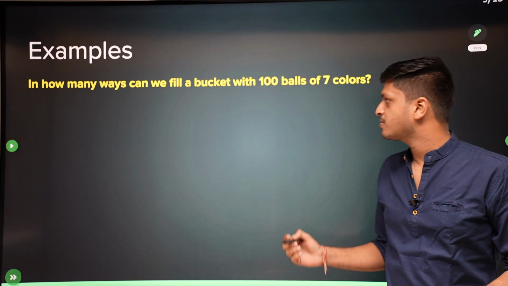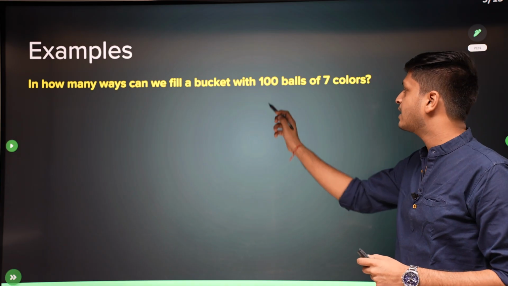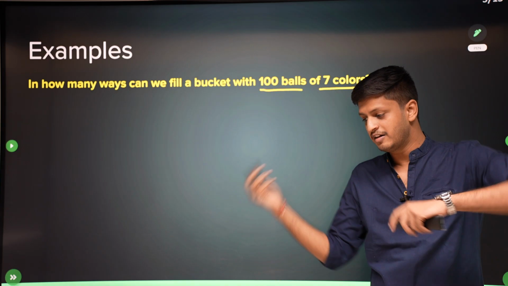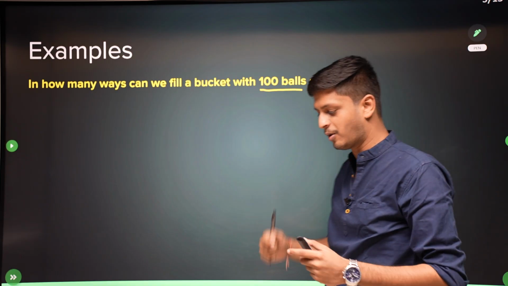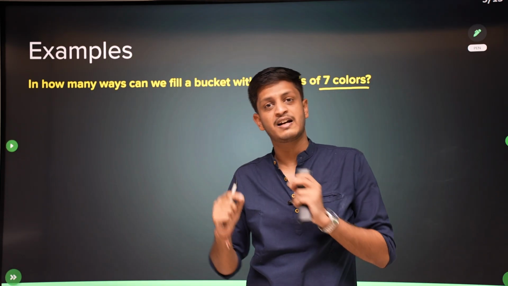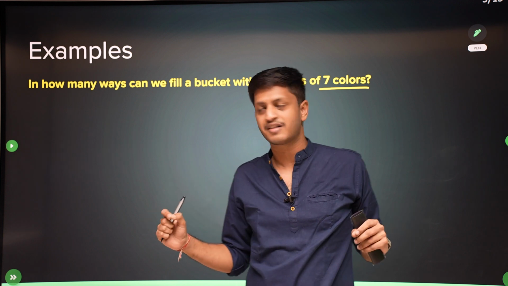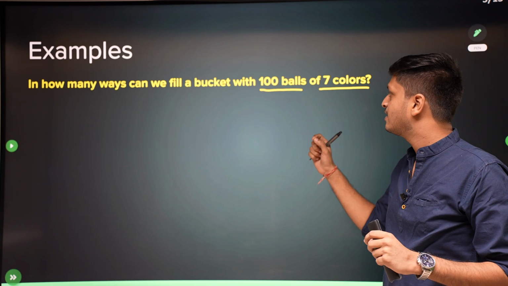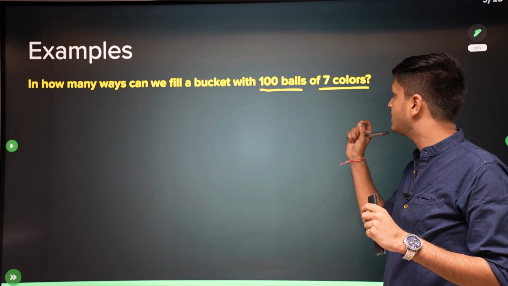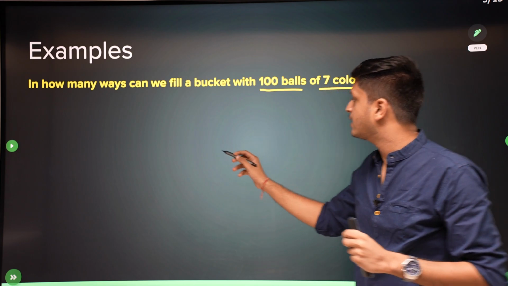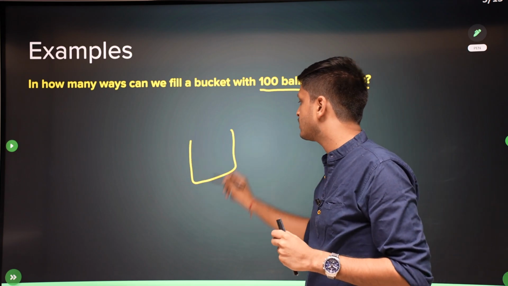So now let's move to the next problem. In how many ways can we fill a bucket with 100 balls of 7 colors? Again, a really different way to form the problem, okay? Previously it was 100 identical candies and 7 different children. Here there are 100 balls, okay? So you have to fill a bucket. There is only one bucket. This is your bucket.